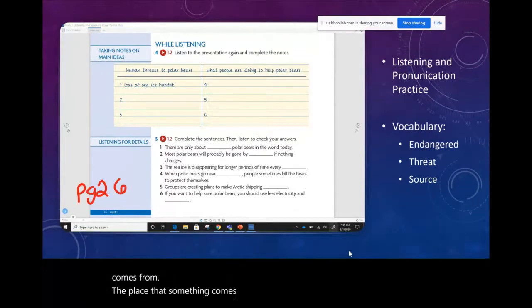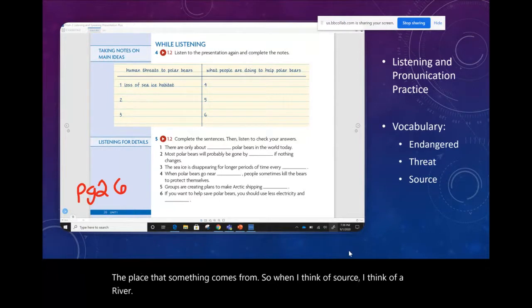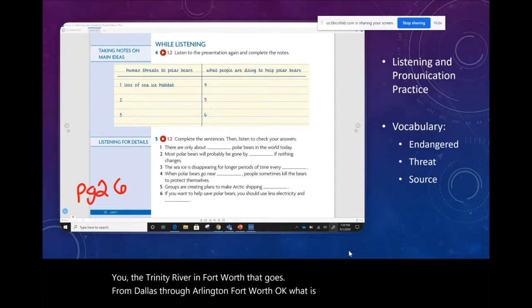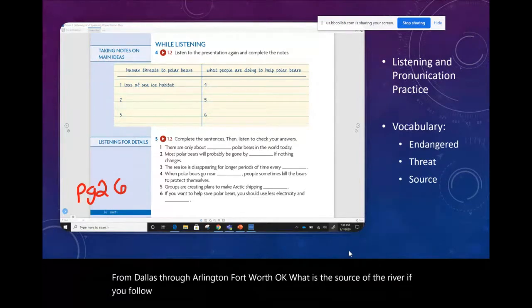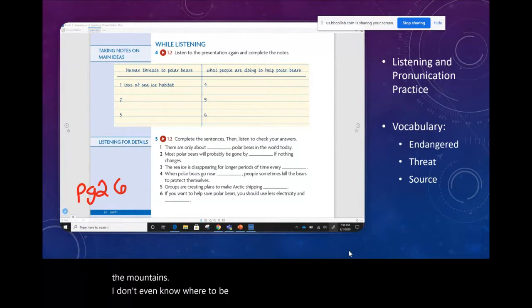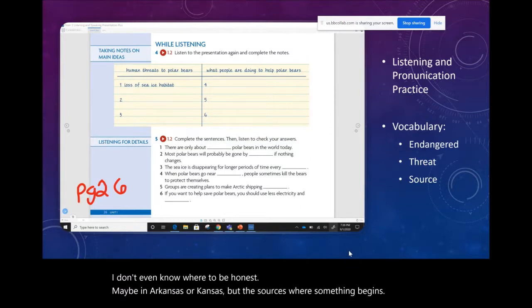So when I think of source, I think of a river. You guys know the Trinity River in Fort Worth that goes from Dallas through Arlington, Fort Worth. Okay, what is the source of the river? If you follow the river all the way back to the beginning, you probably find it up in the mountains. I don't even know where, to be honest. Maybe in Arkansas or Kansas, but the source is where something begins. Okay.